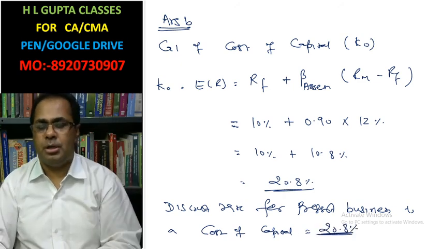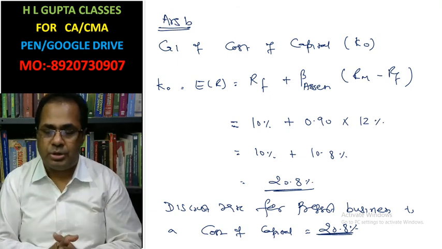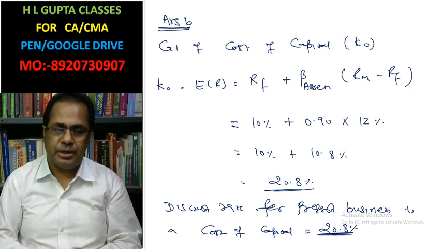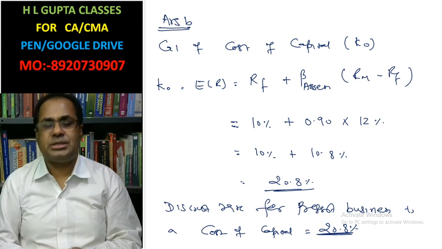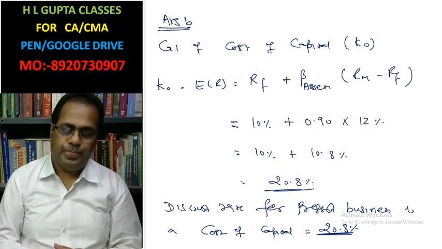If you are going to diversify, then you need to calculate the discount rate according to the diversified risk. Okay, this is the complete question, and thank you.